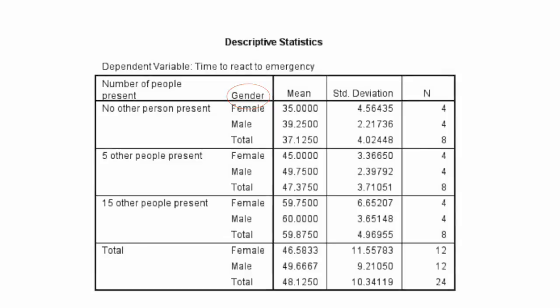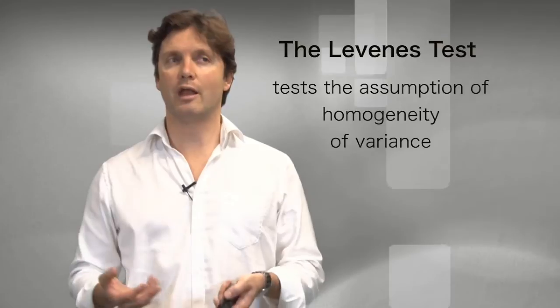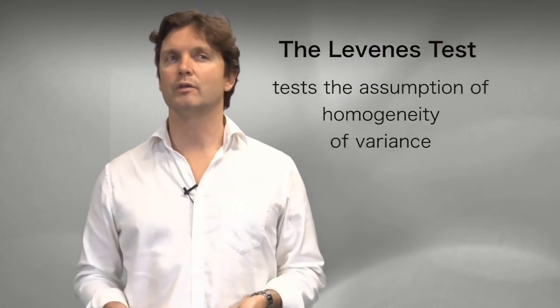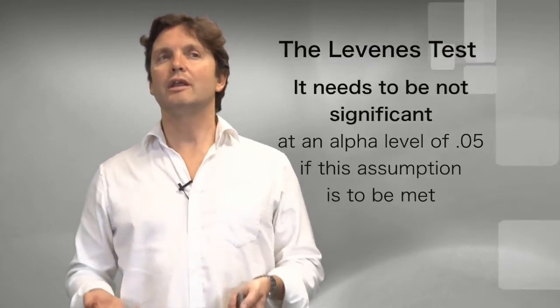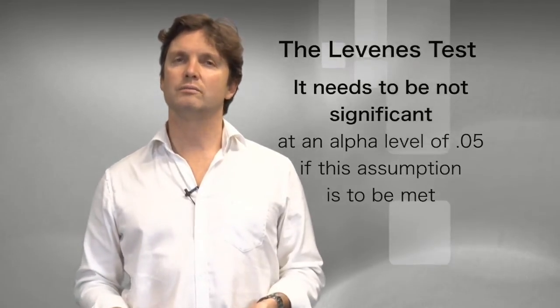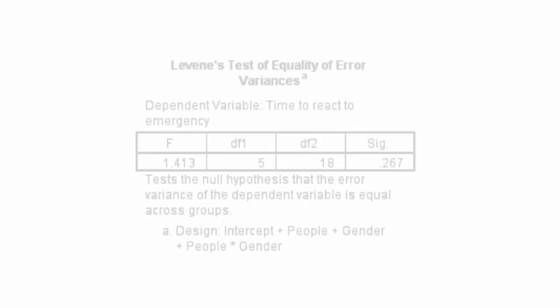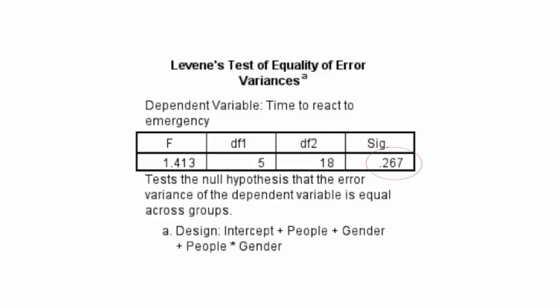Now, the Levene's test tests the assumption of homogeneity of variance. Its null hypothesis is that the variances are equal. So it needs to be not significant at the 0.05 level if this assumption is to be met. The Levene's test for equality of variances is not significant. You can see its sig value is 0.267, which is above 0.05, which means it's not significant. So the assumption of homogeneity of variance has not been violated.